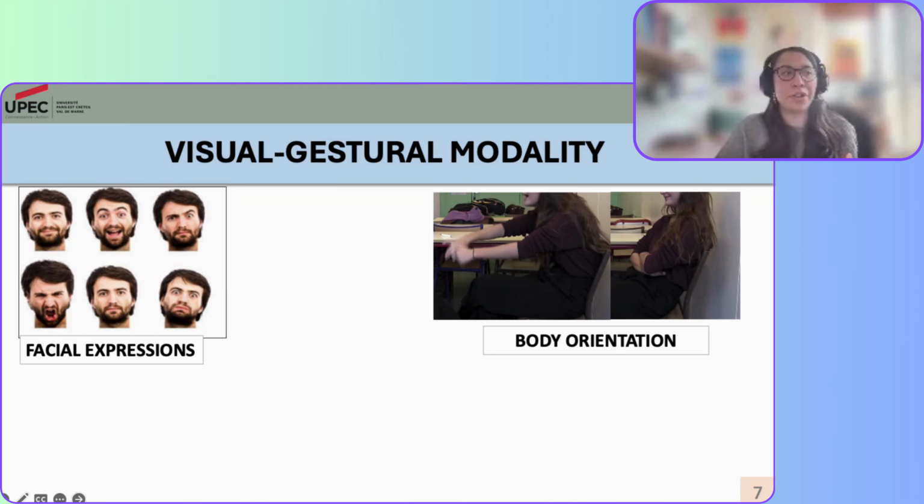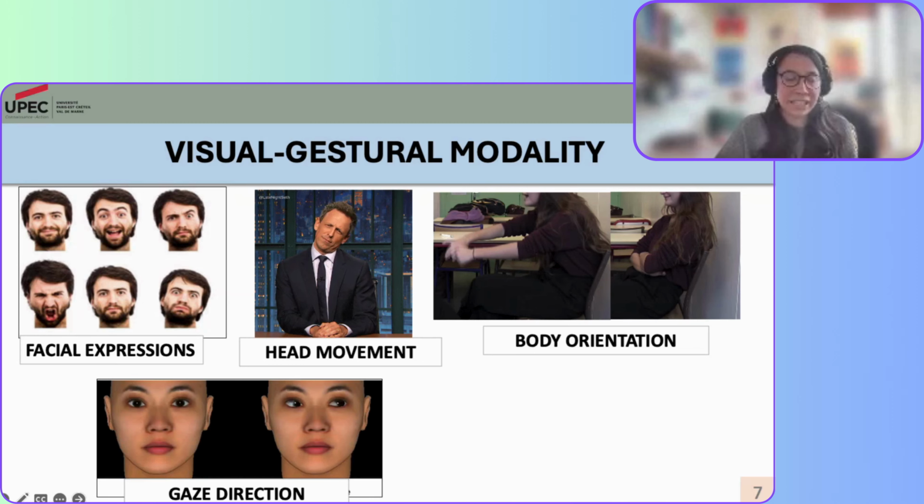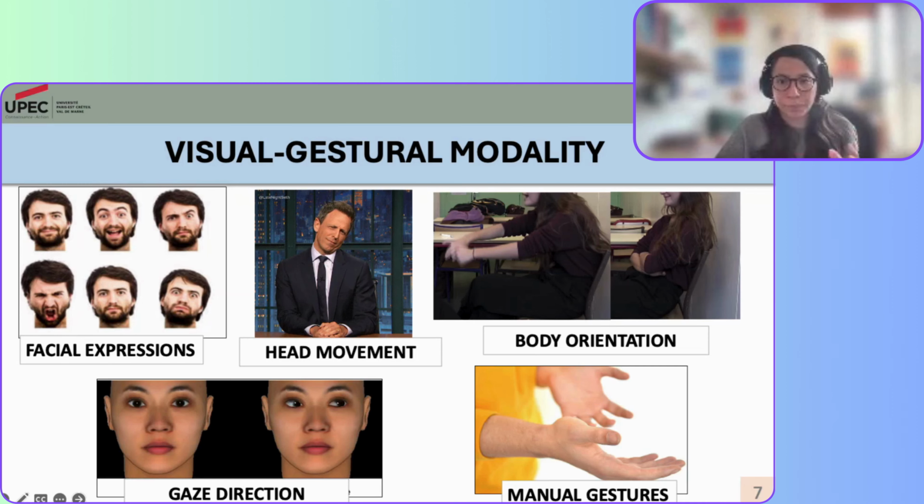So all of these elements can function as linguistic elements, not just emotional ones. Body orientation, so whether you're oriented to the side or toward your interlocutor. Head movements, so head tilts, head nods. Head movements are very frequent in conversation and they serve a variety of functions. Gaze direction as well, and manual gestures. I'll be talking mostly about hand gestures today, but when we speak of the visual gestural modality, we mention all of these articulators, because they're all body articulators.